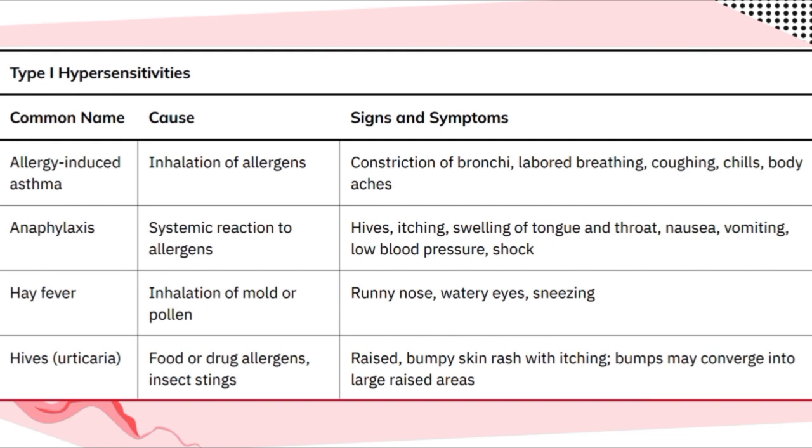So the first one is allergy-induced asthma. Second is anaphylaxis. Third is hay fever. And the last one is hives or urticaria. All of these allergies are localized allergies, which means the signs and symptoms are only visible on localized body parts. But anaphylaxis is a systemic reaction to allergens, meaning its signs and symptoms can be found in other parts of our body, even if only a localized part of an allergic individual's body was exposed to the allergen.